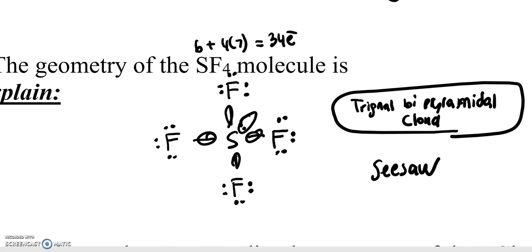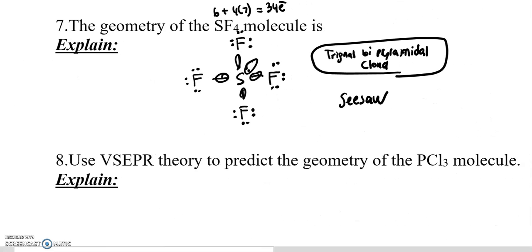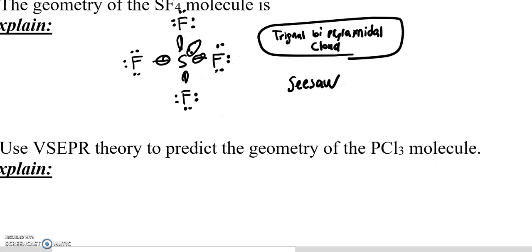Okay. This is question number 7. So let's do question number 8. Here we've got phosphorus with 3 chlorine.